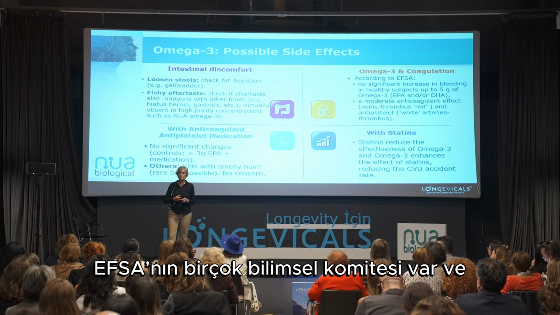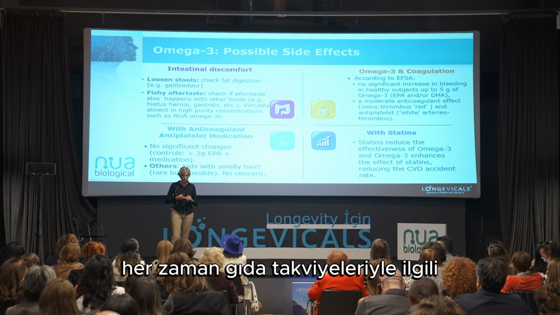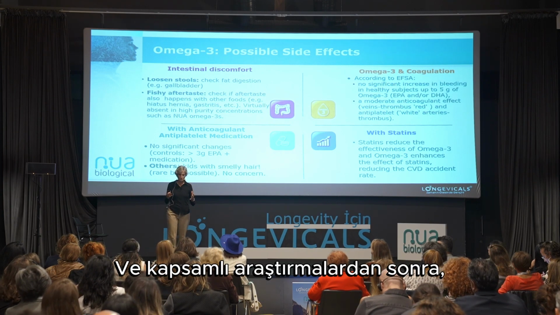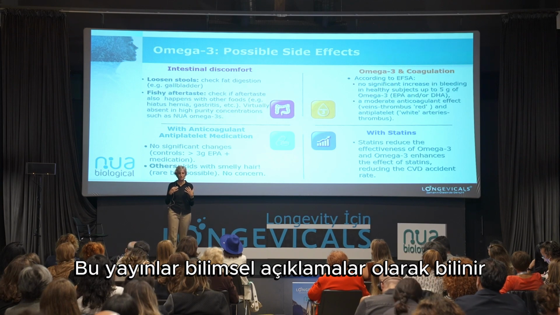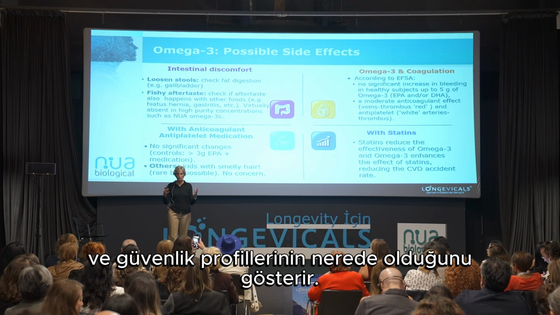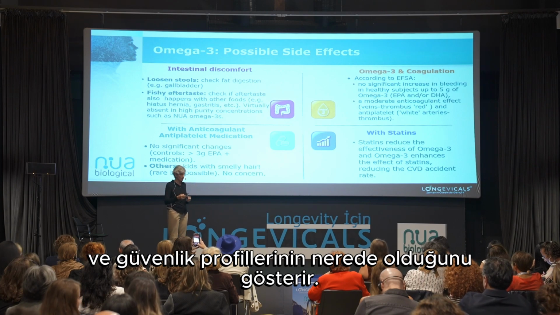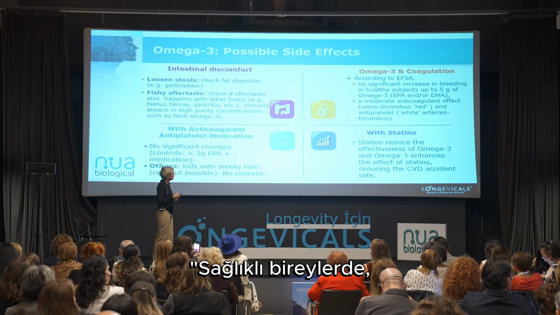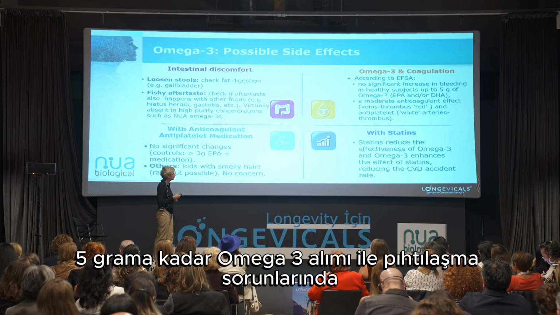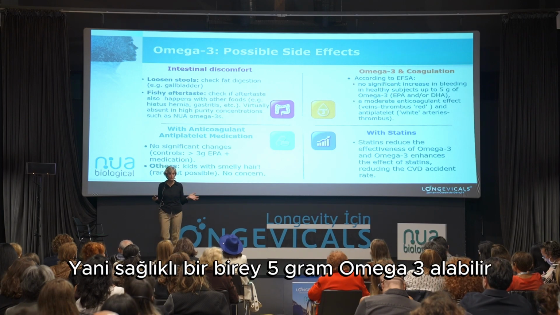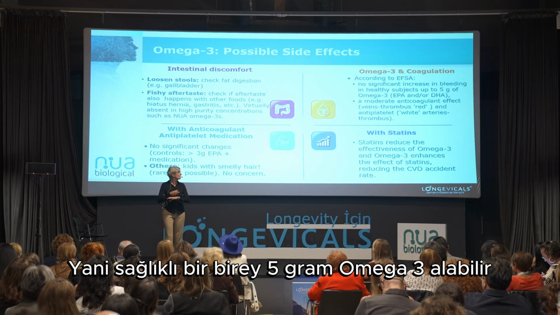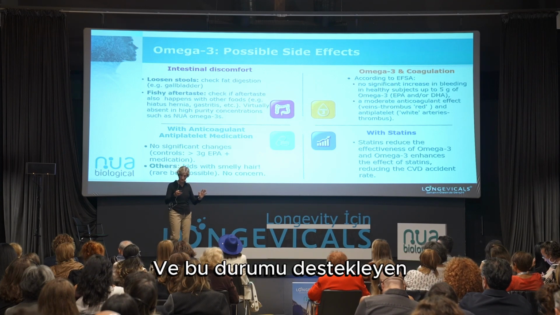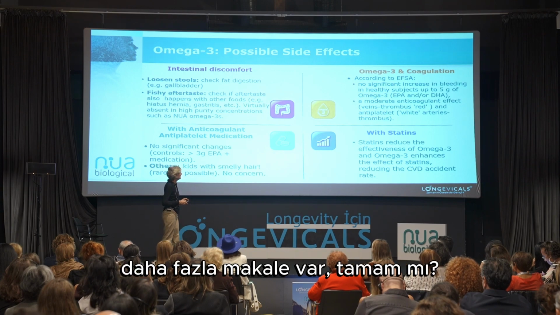EFSA has lots of scientific committees, and they always research different areas to do with supplements, and after they've done a thorough research, they publish what they call scientific statements for all of us to know where the safety profiles are. And it says that, according to EFSA, no significant increase in bleeding in healthy subjects up to 5 grams of omega-3, okay? So EFSA says a healthy subject can take 5 grams of omega-3 and there'll be no coagulation problems. We're talking about healthy people, okay? And there are more papers that say this, okay?